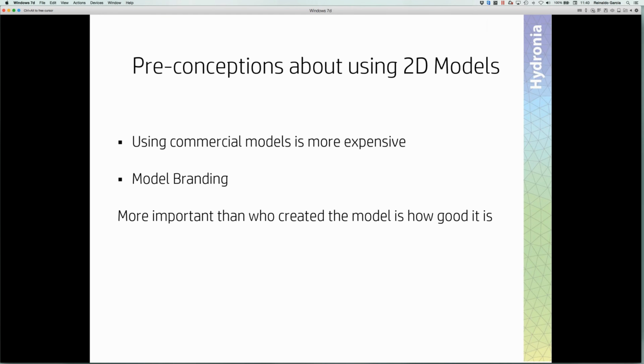Now, our point is that more important than who created the model is how good the model is. That's the bottom line, because when you are a consultant and a modeler using a model, you are not doing the model with the developer. You are using the model on your own, and you are embedded with the model in creating a solution for a client. So your interest should be to use the best available tool that you can find.